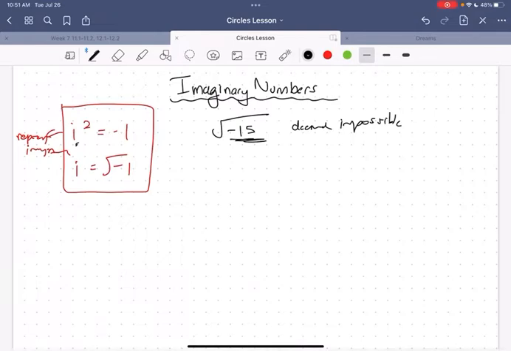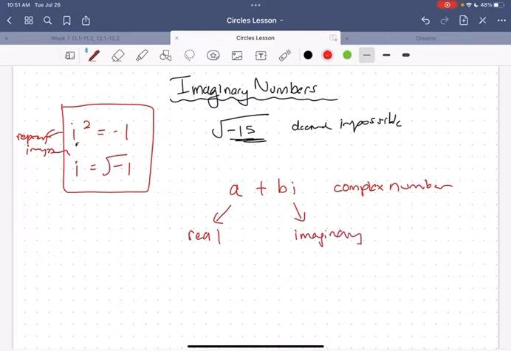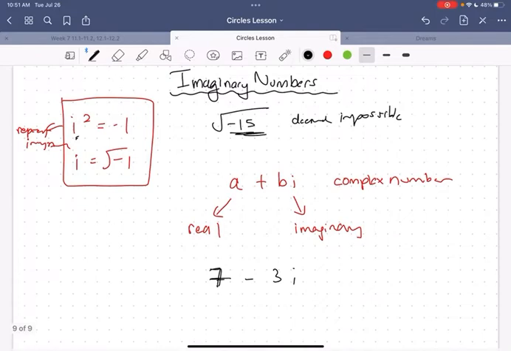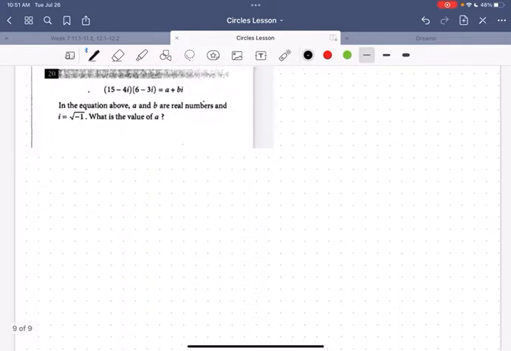So imaginary numbers are usually written in the form of a complex number, a plus bi, where a is the real part and bi is the imaginary part. So for example, it might look something like 7 minus 3i, where 7 is the real part and 3i is the imaginary part. I would say this is all you need to know in terms of the concepts. So let's move on to a possible question.